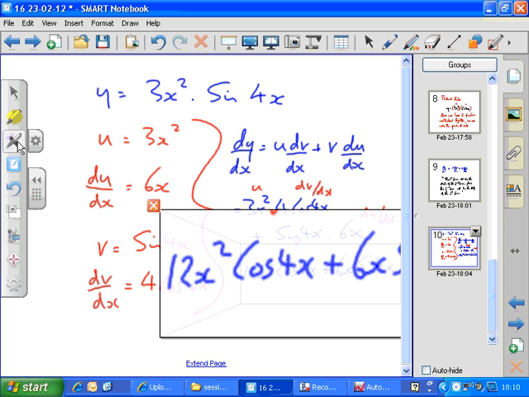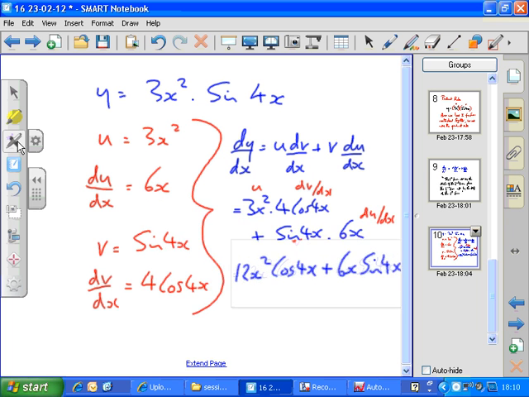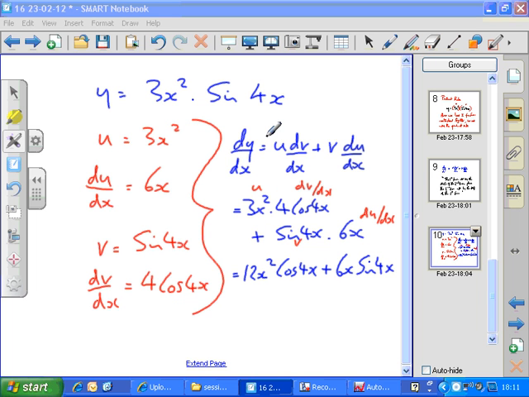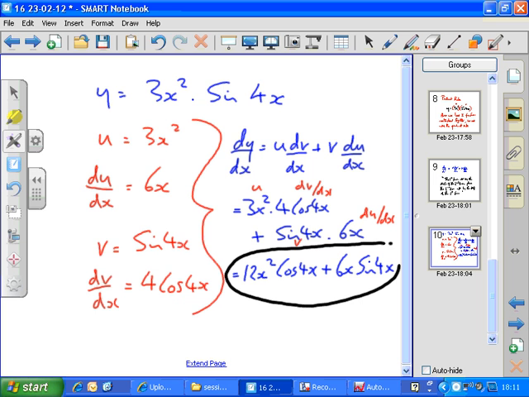So looking at this, whoa! I don't know what happened there. Oh my goodness! Okay. Try again. I think I might have actually got it to do something. No. Right.